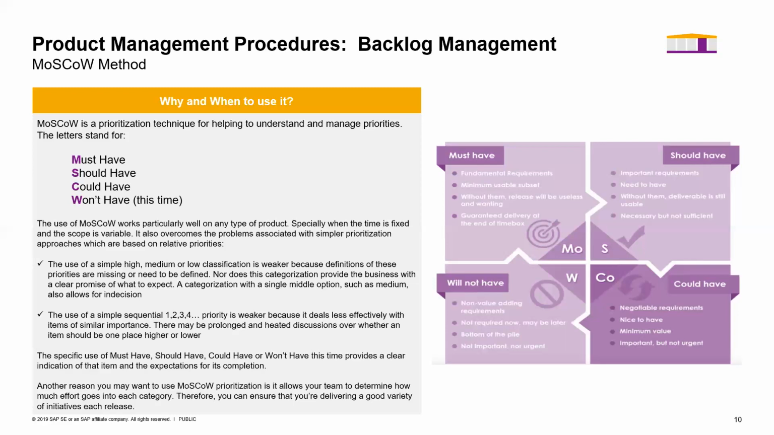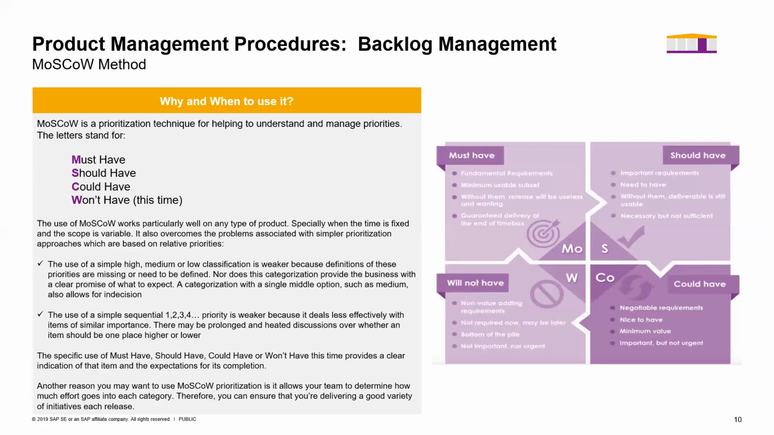Here we also talk about a little more detail. MoSCoW can be used for any type of product because it is easy to understand, from the business side, from product management, and from the agile team. It is a common concept all people can accept, and it replaces the simple sequential 1, 2, 3, 4. It's closer to human language. People can understand what must have means, rather than what a number means.